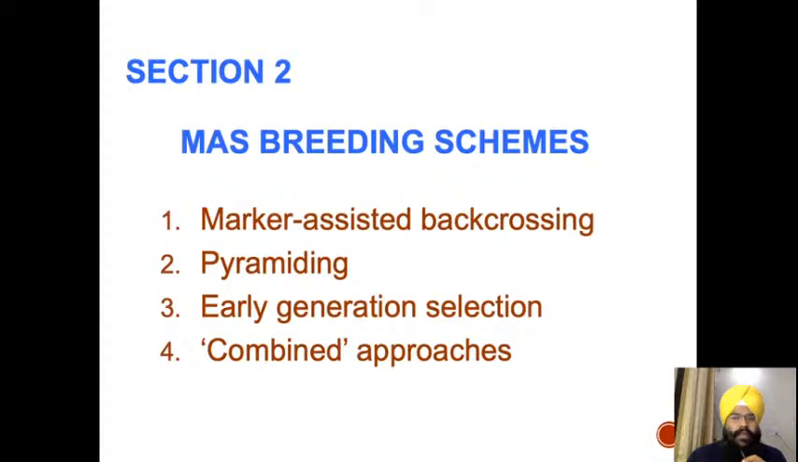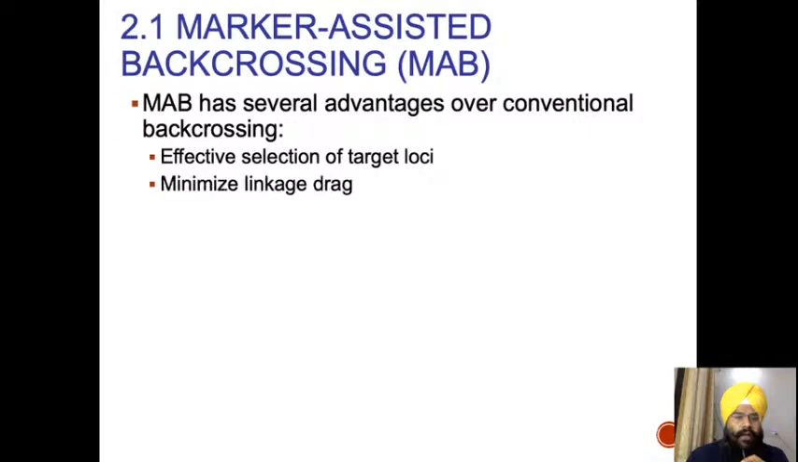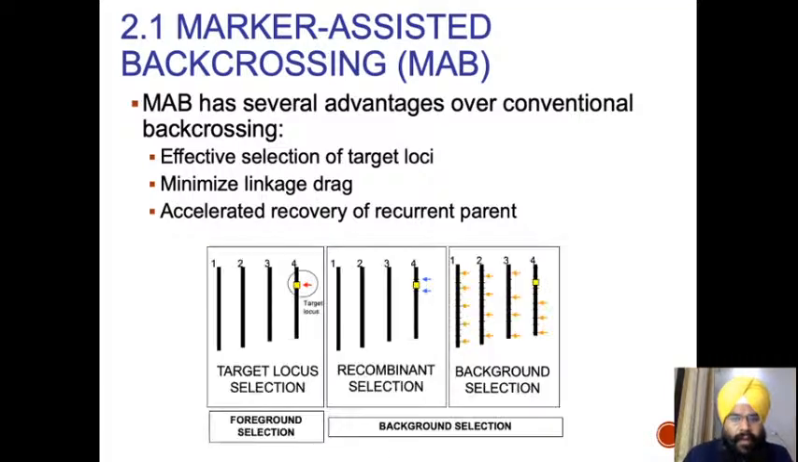Then comes section 2, that is marker-assisted breeding schemes. Marker-assisted back crossing we will discuss in this. Pyramiding we will discuss. Early generation selection we will discuss in this, and also combined approaches. Marker-assisted back crossing has several advantages over conventional back crossing. You can select the target loci very effectively. Linkage drag is reduced. There is accelerated recovery of the recurrent parent.